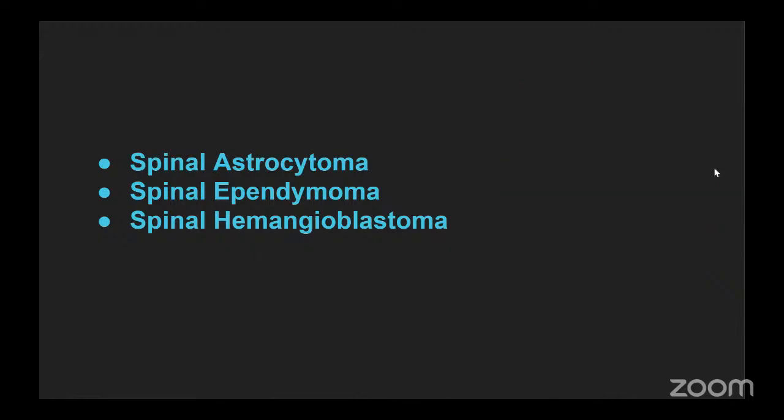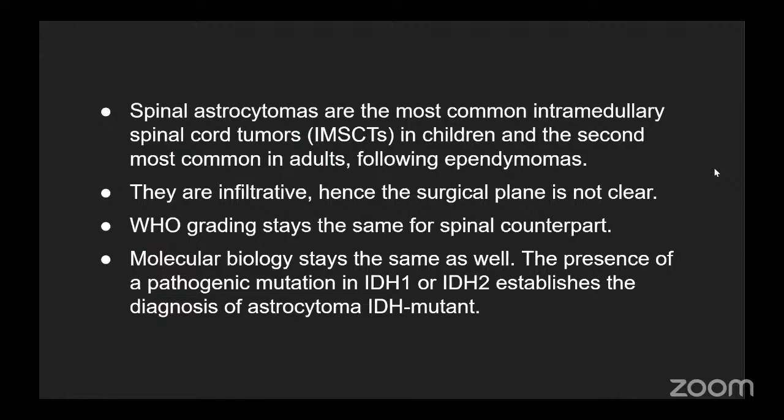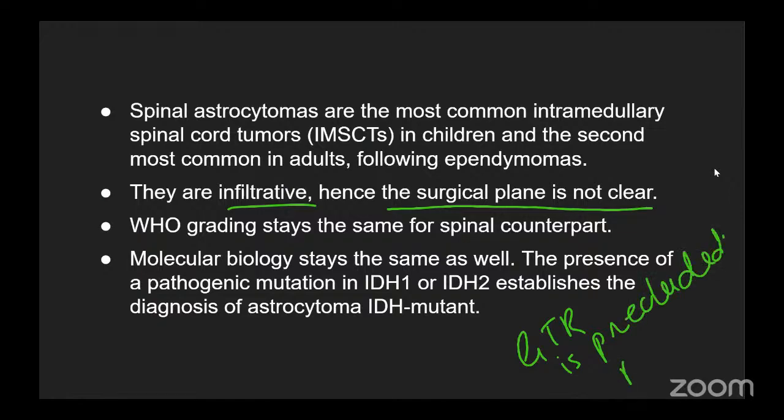So, spinal astrocytomas. They are the most common intramedullary spinal cord tumors in children and the second most common in adults, following the ependymomas. They are infiltrative, we already know that. Hence, the surgical plane is not clear. When the surgical plane is not clear, this means that GTR is precluded. You are not going to plan GTR in these patients. You are going to know very humbly as a surgeon that MSR is going to be your go-to here, and you will stop when you think that the tumor-cord interface has been reached.